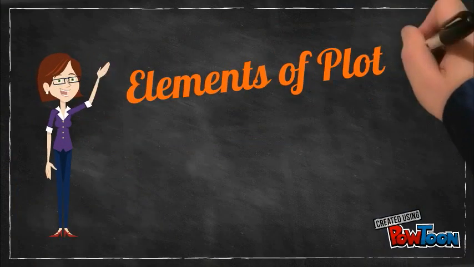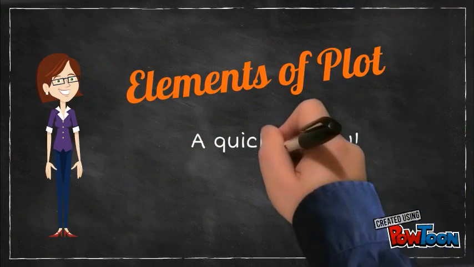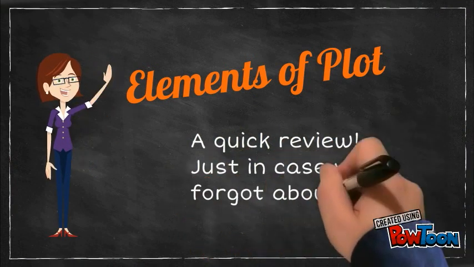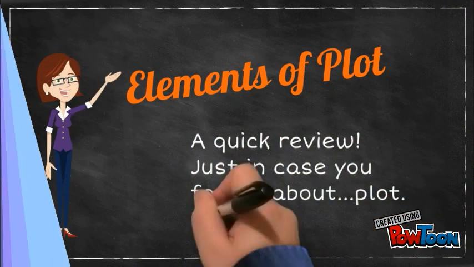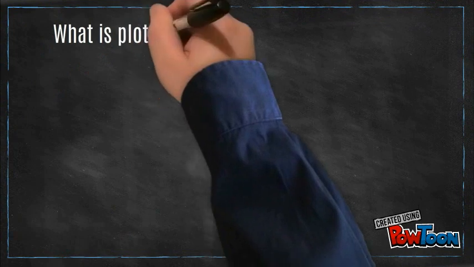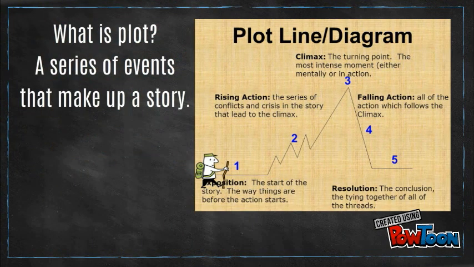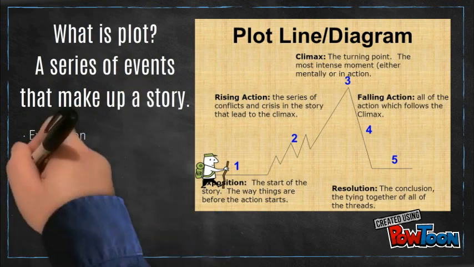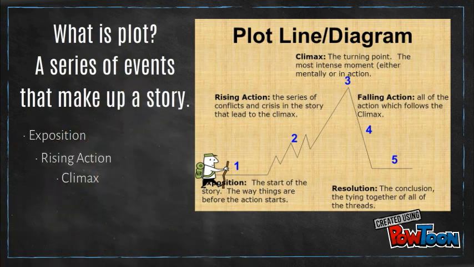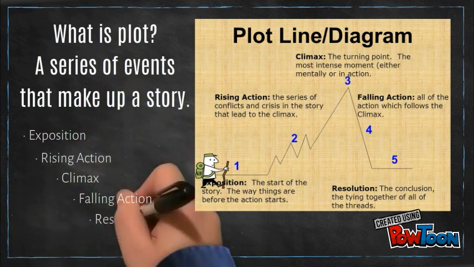Welcome. To begin our short story unit, let's review the elements of plot, just in case you forgot. So, what is plot? Plot is the organized pattern or sequence of events that make up a story. Remember the plot diagram? The basic elements of plot include exposition, rising action, climax, falling action, and resolution.